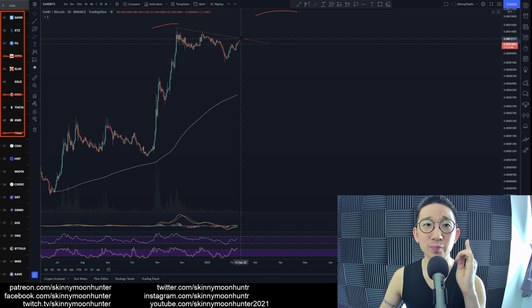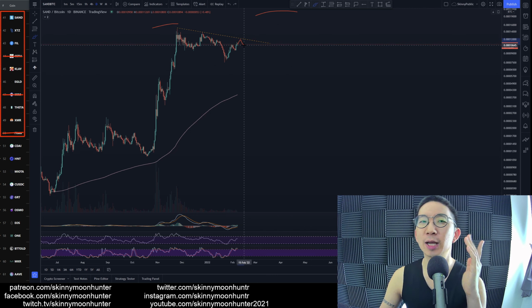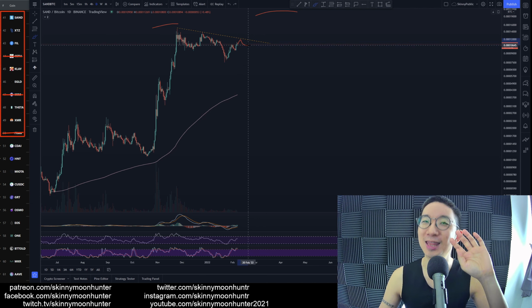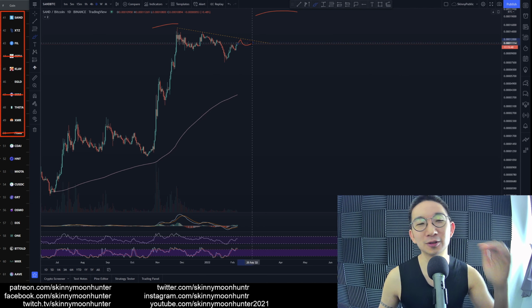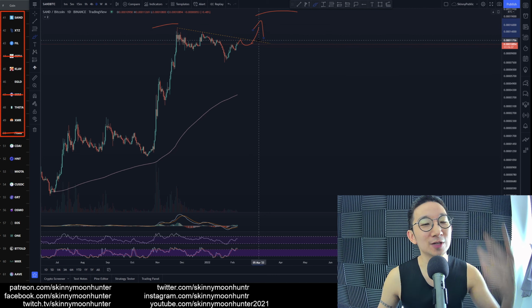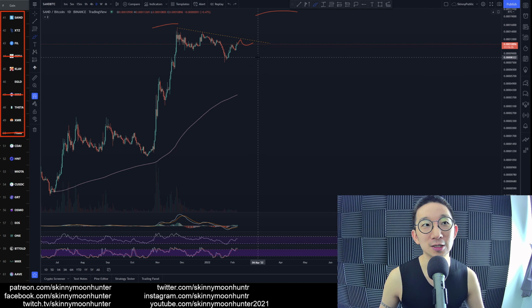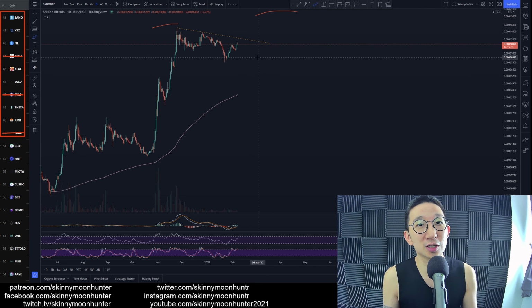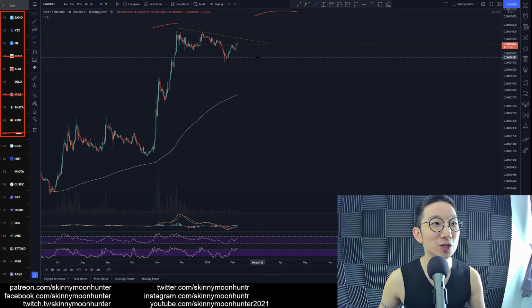Only after we see the chart pattern maybe 80-90% of the way complete, then we'll have targets for it. Or maybe after it has already broken out, we'll have targets for it. But not until then. Never count your chicks before they hatch.